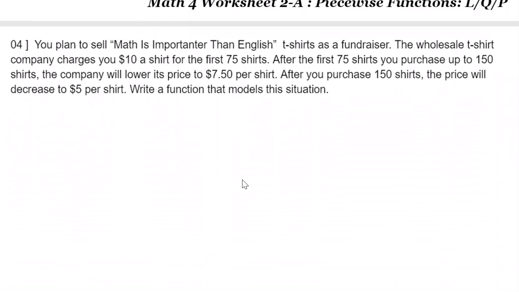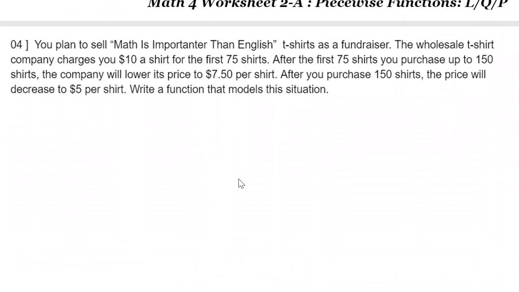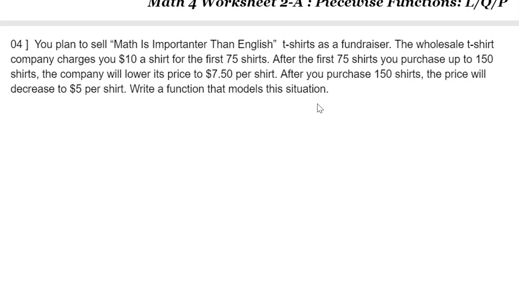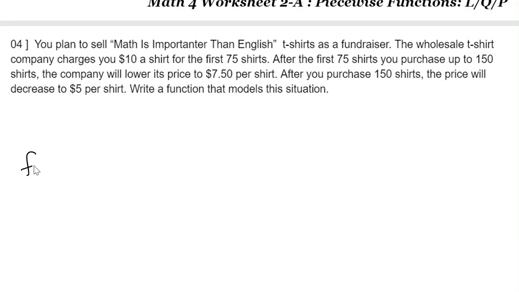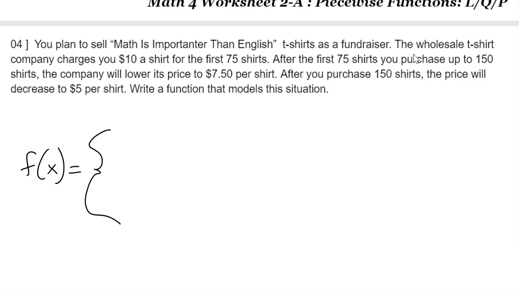All right, time for some word problems. The function that models this situation. All right, so we're just after the function and that's it. We're just trying to find the function. All right, part 1 talks about charges you $10 a shirt for the first 75 shirts.